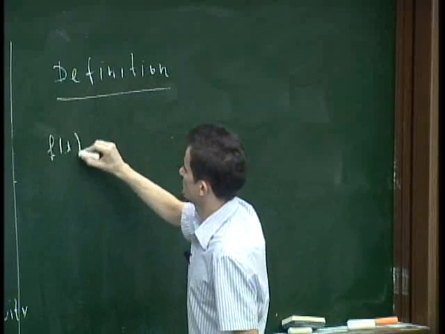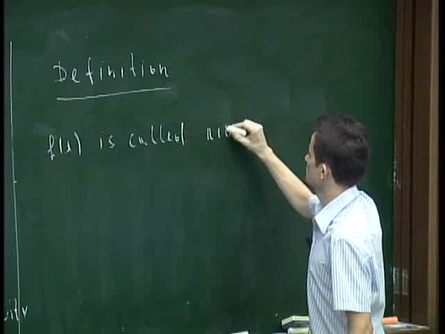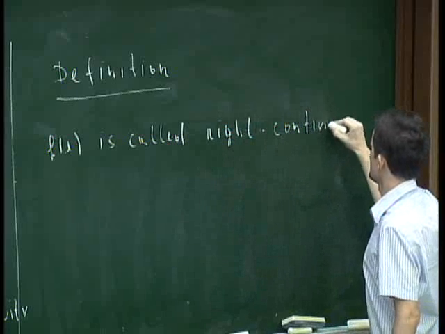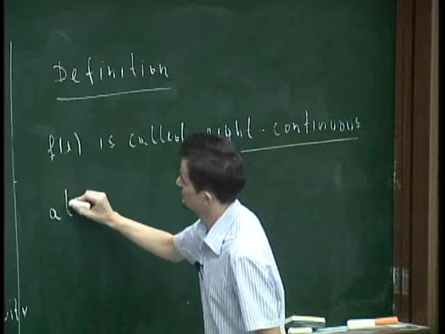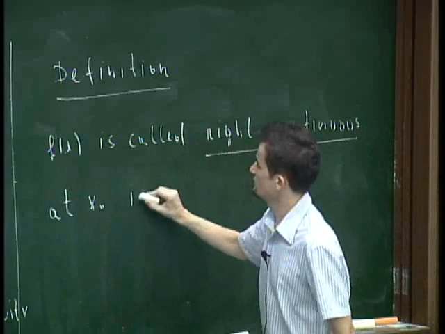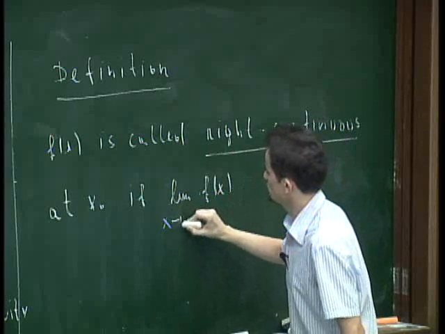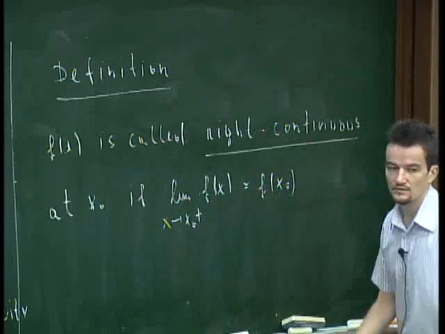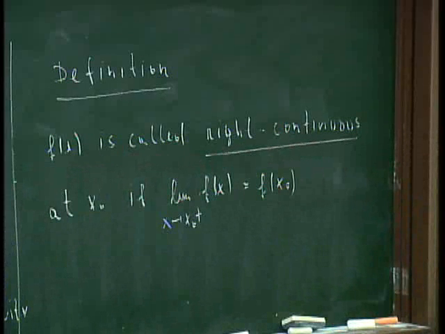F of x is called right continuous at x0 if the limit of f of x as x tends to x0 from the right is equal to f of x0. Okay. So you see that because if you just look at the right-hand limit here from this side, you see the function is also continuous at 0.